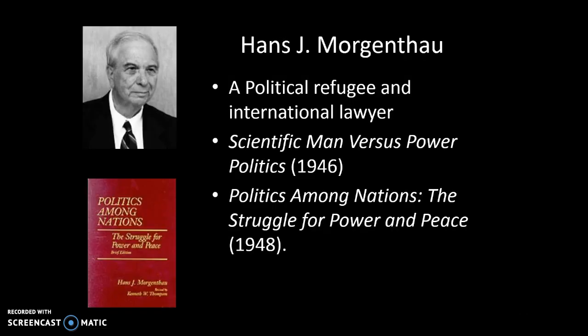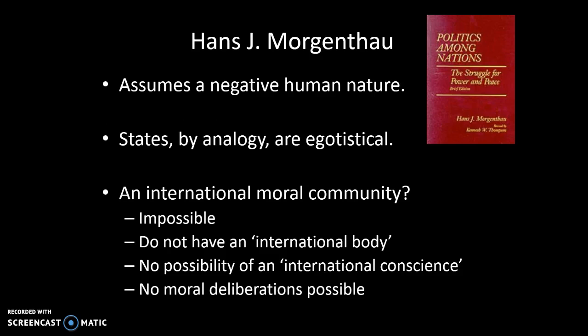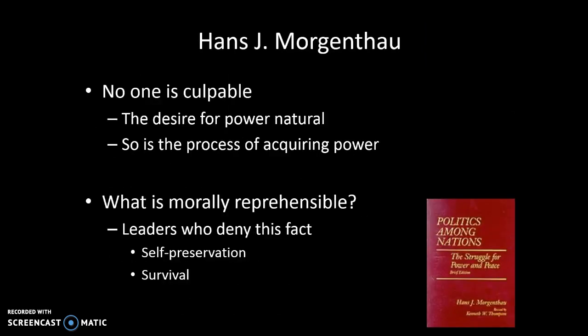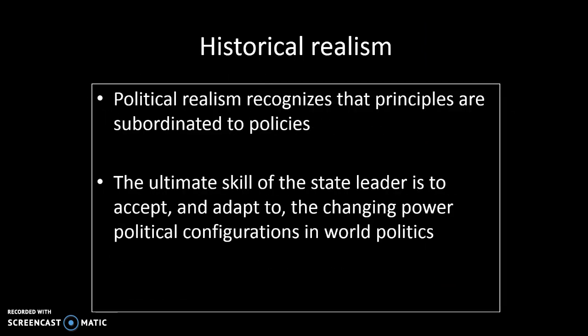You can see these ideas evidenced in the ideas of Hans Morgenthau, in particular Scientific Man versus Power Politics, but also Politics Among Nations. And this book very quickly really does buy into the idea that we have a negative human nature. States are egotistical. And the idea that we can have a moral international community is impossible because we don't have an international conscience and we don't make deliberations in the same way that individuals do when we come together collectively. And I take you through some of the various ideas that Morgenthau talks about.